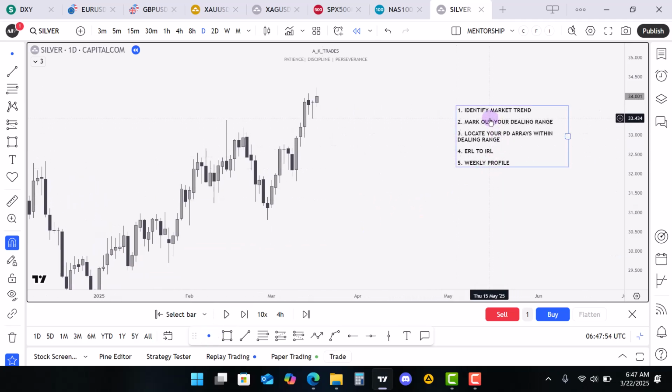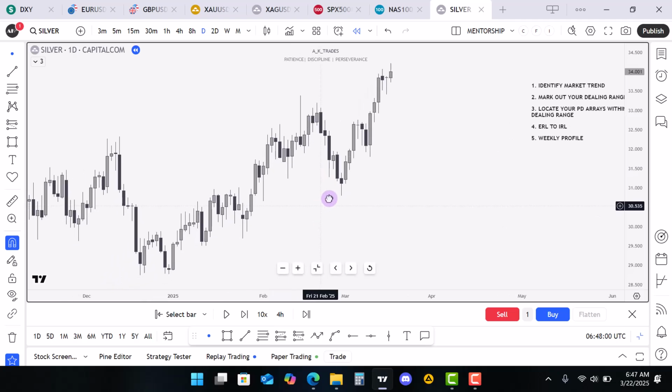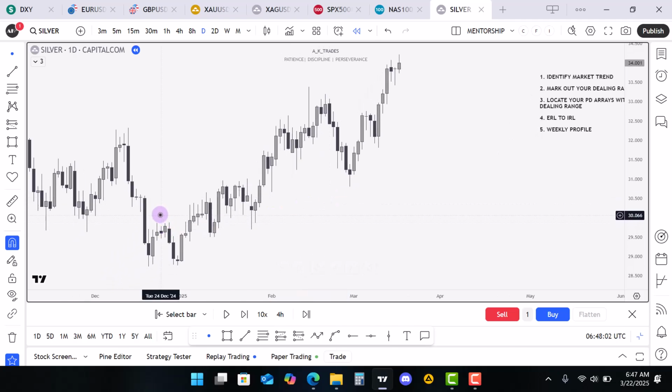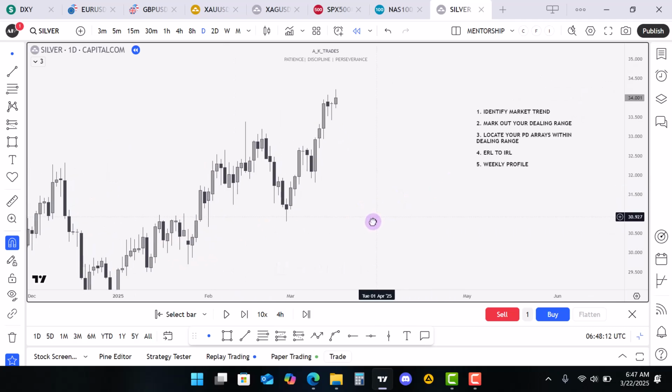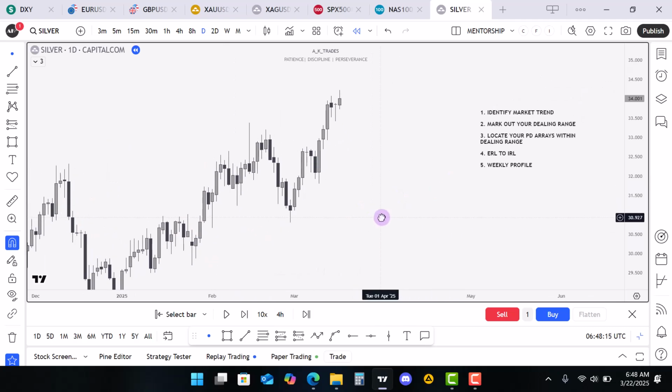So the first point to note here is to identify our market trend. As you can see here, at this point, the market has been making a series of higher highs, higher lows, higher highs, higher lows, higher highs, higher lows, and this is telling us that we are in a bullish market trend.